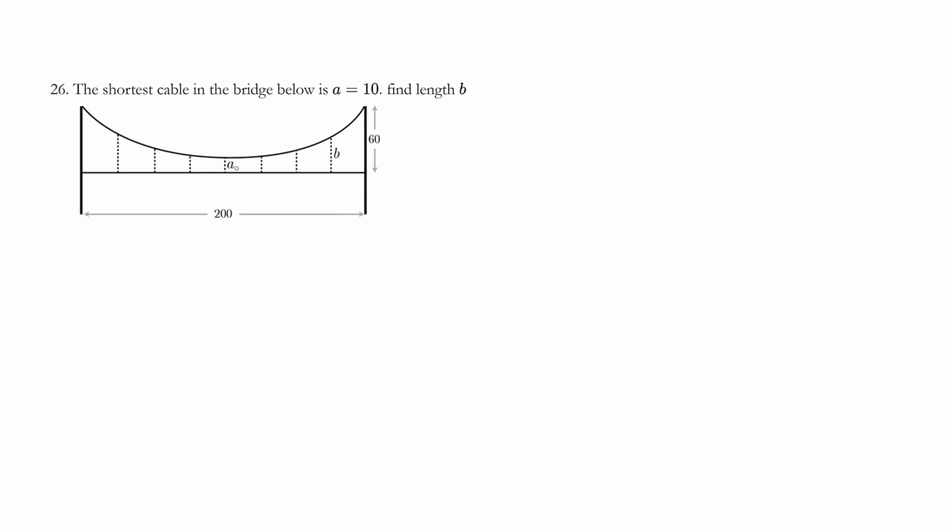Okay, so we have a bridge problem, and we're given that this height, A, is 10. And we're to find length B. Now, if we visualize this as a quadratic, we can figure out the values using relative positioning.